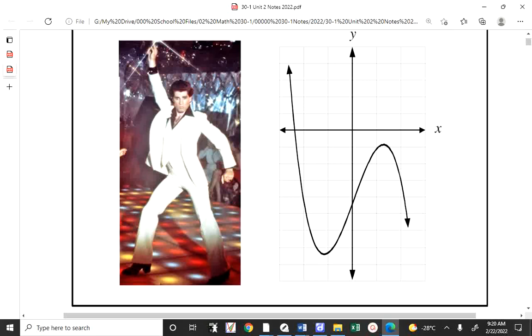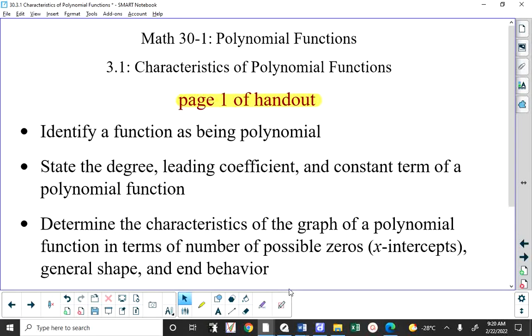All right, so we're going to get started here and plow right into it. This is on page 1 of your unit handout that I've just given you. Of all of those things that I talked about that we're going to be doing in the unit, a couple of them we're going to be doing today. And this is a relatively short lesson. We're going to be identifying a function as being polynomial. We need to talk about what the degree of a polynomial function means, what the leading coefficient means.